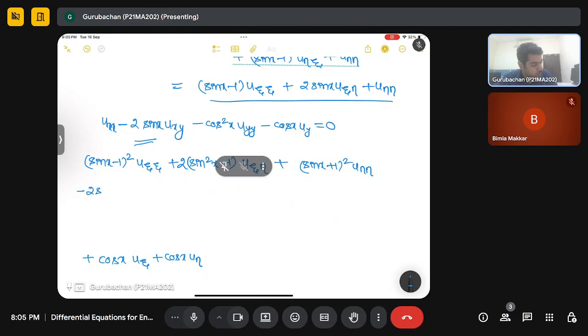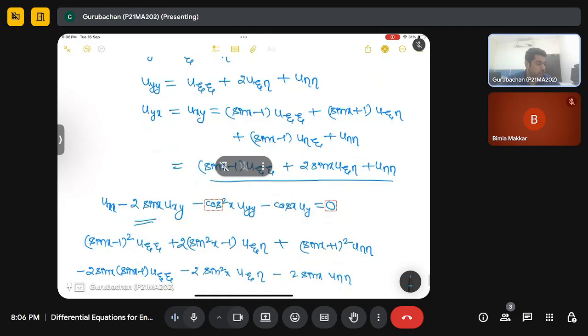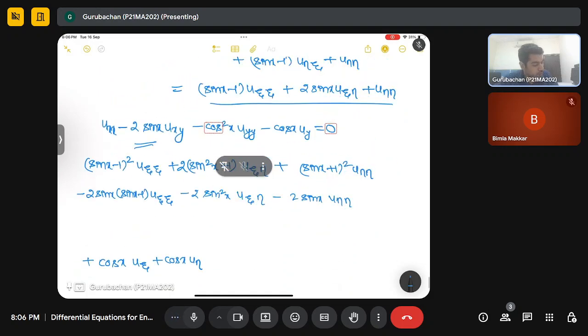So this will be minus 2 sin x into sin x minus 1 u xi xi. Okay, next is minus 2 sin square x u xi eta. Next term is minus 2 sin x u eta eta. Okay, now the last term is plus cos square x of uyy, and this is simply u xi xi plus 2 u xi eta. So we just need to multiply cos square x. So here plus cos square x. So let me just rewrite it.